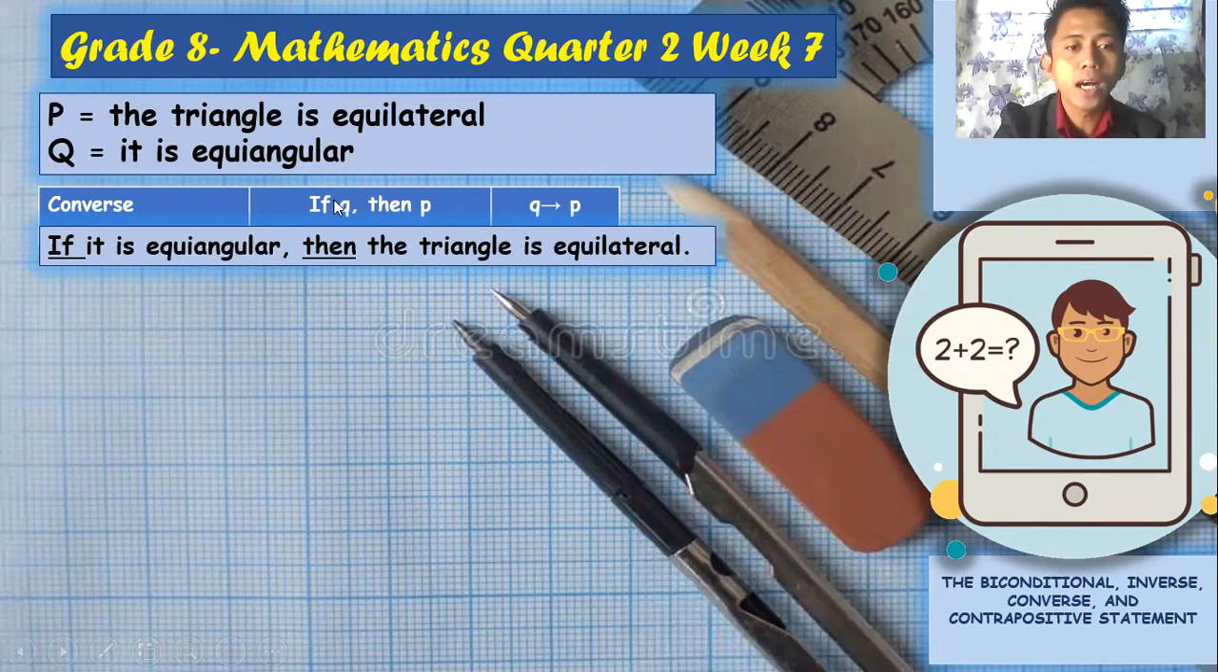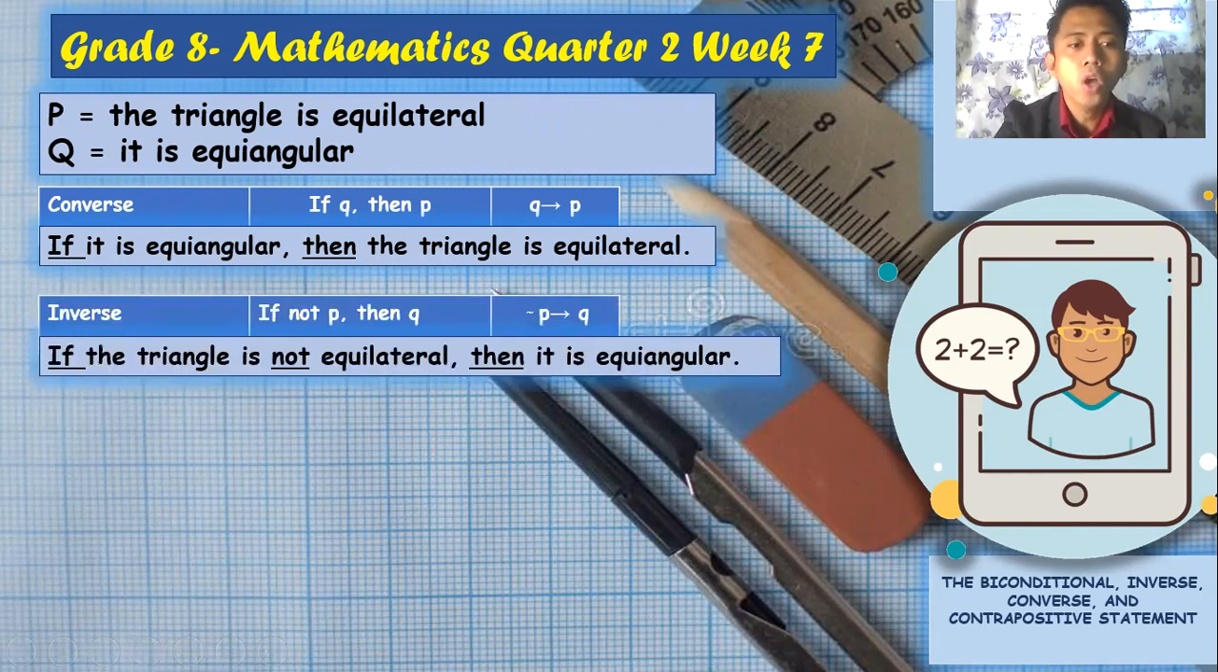So by following the condition if Q, then P, we are going to have the word if here, then followed by Q. So what is our Q? It is equiangular. That's why we have equiangular here. Then followed by the word then, the underlined part here, then followed by P. Therefore, by following this pattern, we can conclude that the converse statement is, if it is equiangular, then the triangle is equilateral.